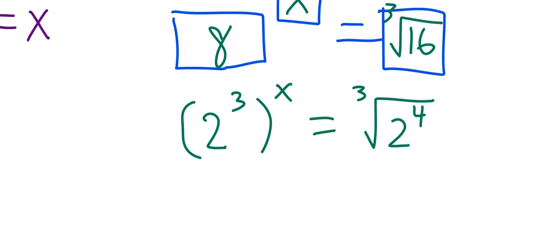Based on what you learned in Algebra 1, what are you allowed to do with these two exponents in the red box? What are you allowed to do with them? Power of a power. It's not addition. Addition comes in when we're multiplying like bases. That's when we add exponents. But when we have a power of a power, what do we do? We multiply them together.